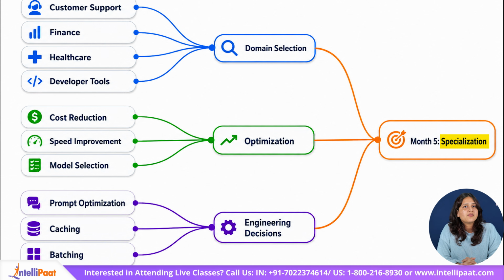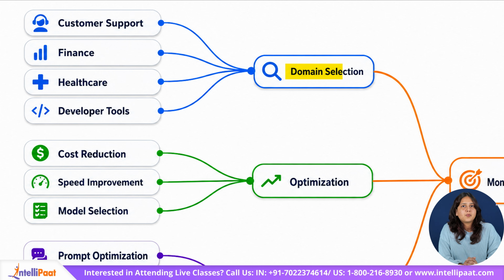Then we have month 5 where you start to differentiate yourself. Up until now, you've learned how to build agents, but at this stage, the focus shifts to building agents that actually matter in the real world. Here, you pick a specific domain like customer support, finance, healthcare, or developer tools and start building specialized agent systems around it. Because the truth is, generic agents are easy to build today. Almost anyone can put together a basic chatbot or workflow. But domain specific agents that solve real practical problems, that's where real value is created. And that's what sets you apart.